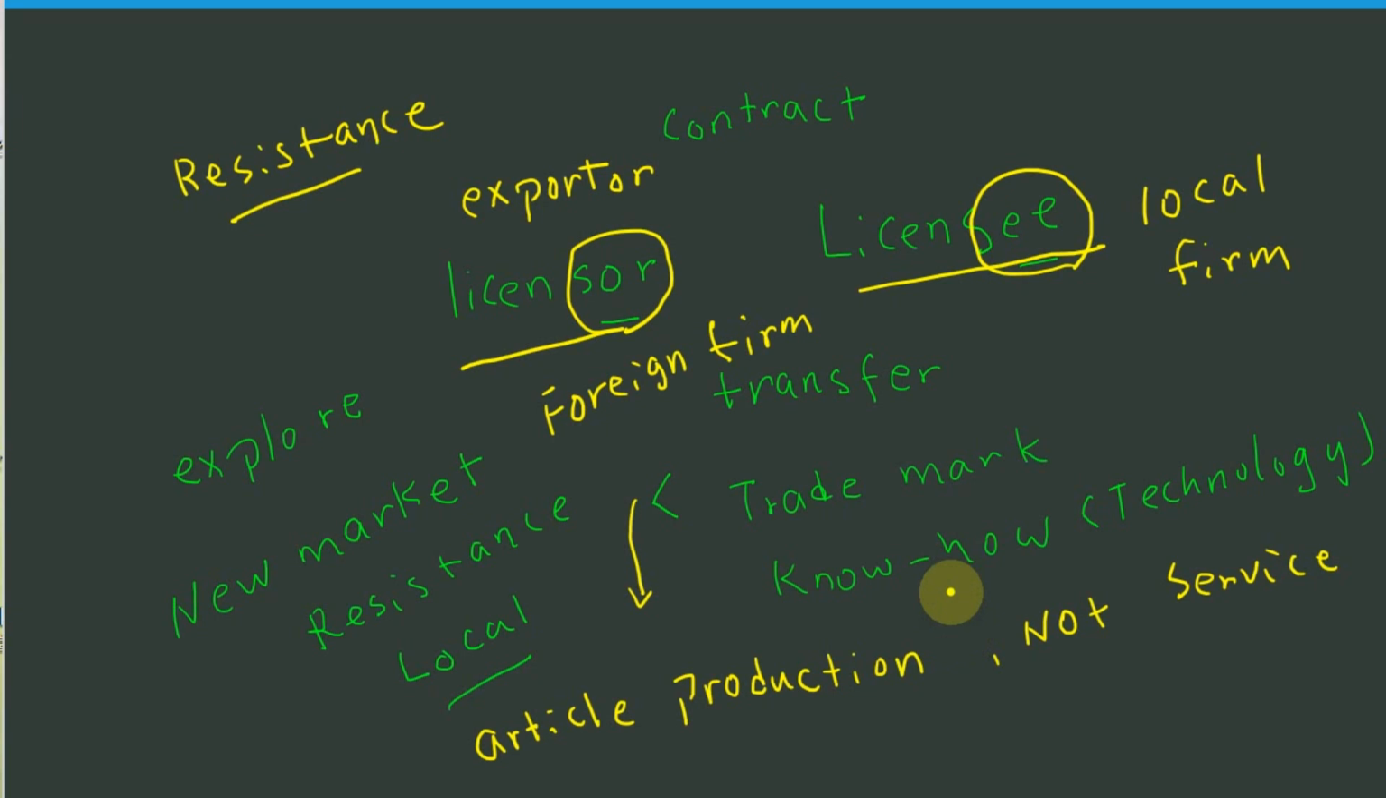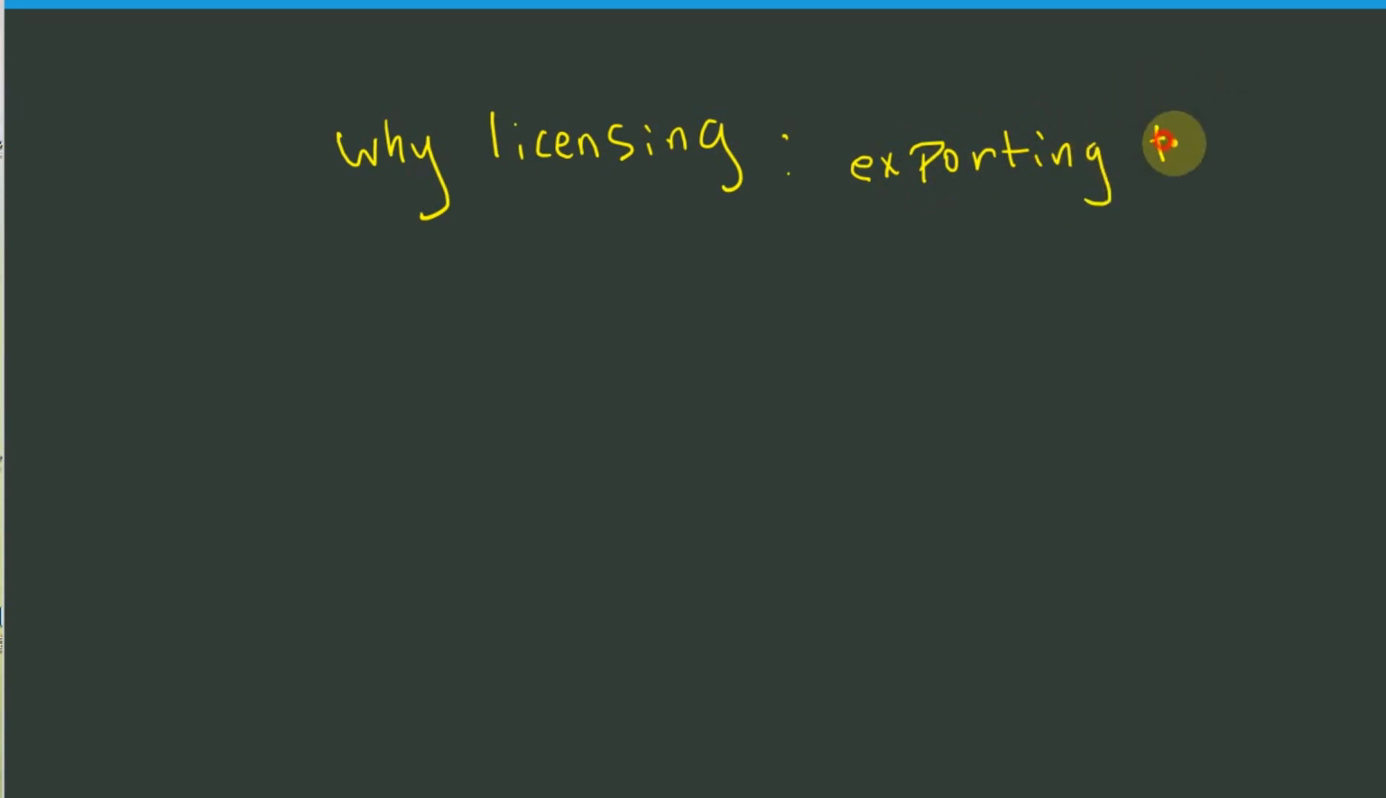Then why are licensing contracts introduced? Why licensing? The motive of licensing. Licensing is exporting technology, not commodity, not article. The article means goods.